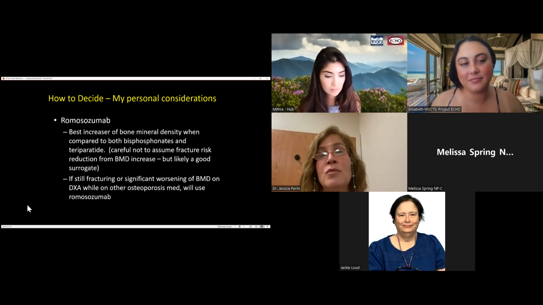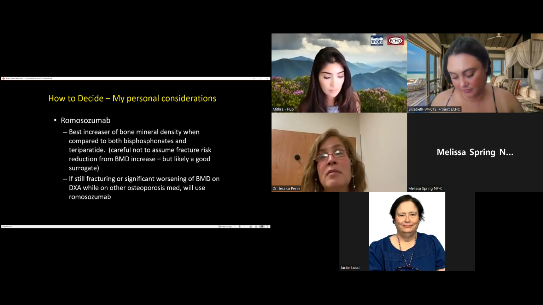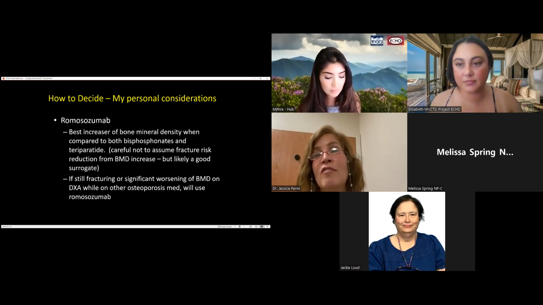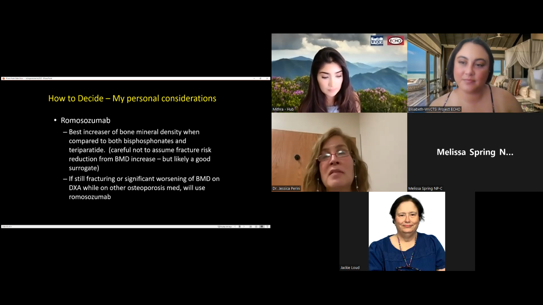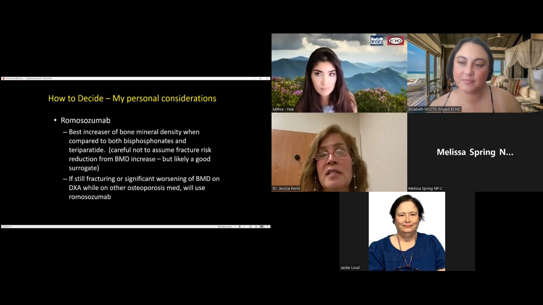Okay, and then the last one, romosozumab. From the data, it is the absolute best increaser of bone, I don't know if that's even a word, of bone mineral density when it's compared to any of the bisphosphonates and compared to teriparatide. Abaloparatide wasn't out when this was in its earlier studies.